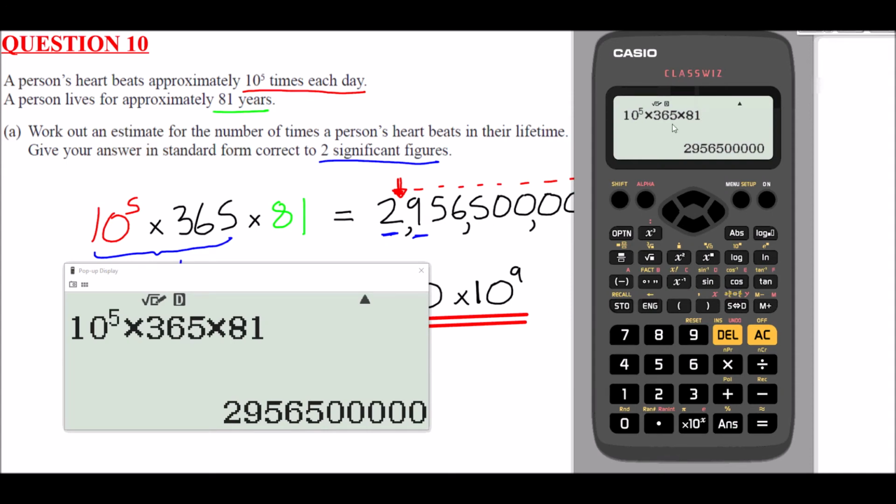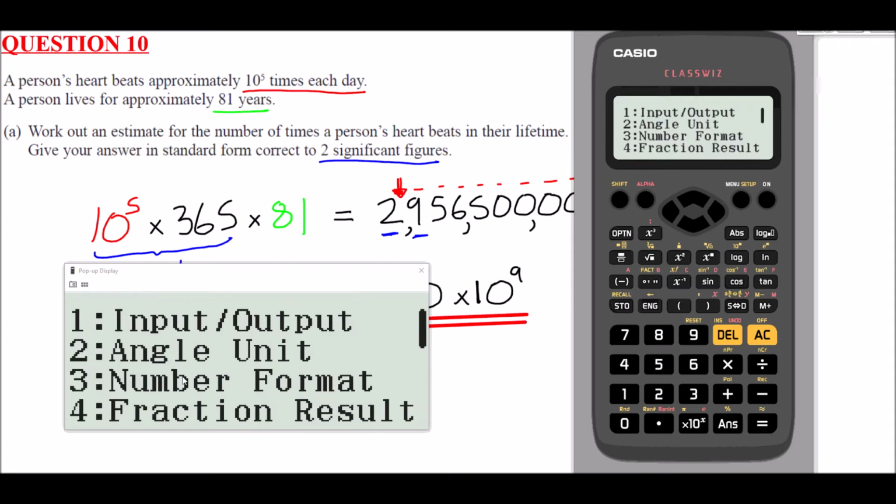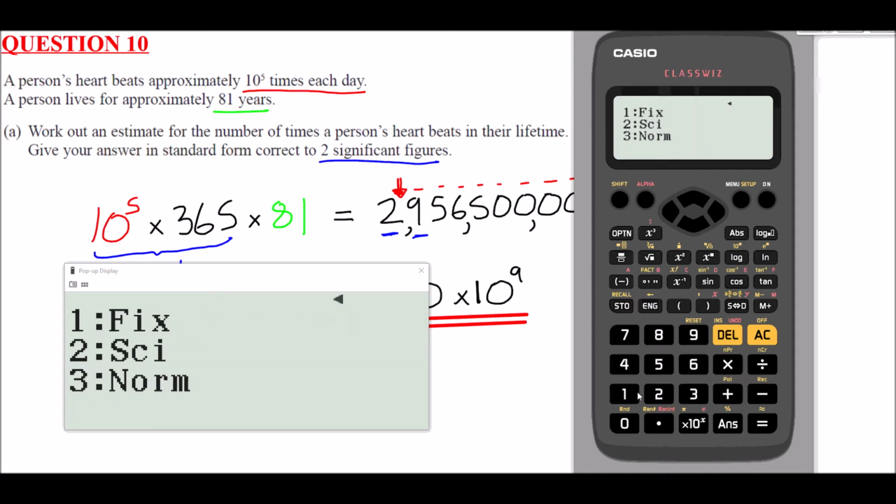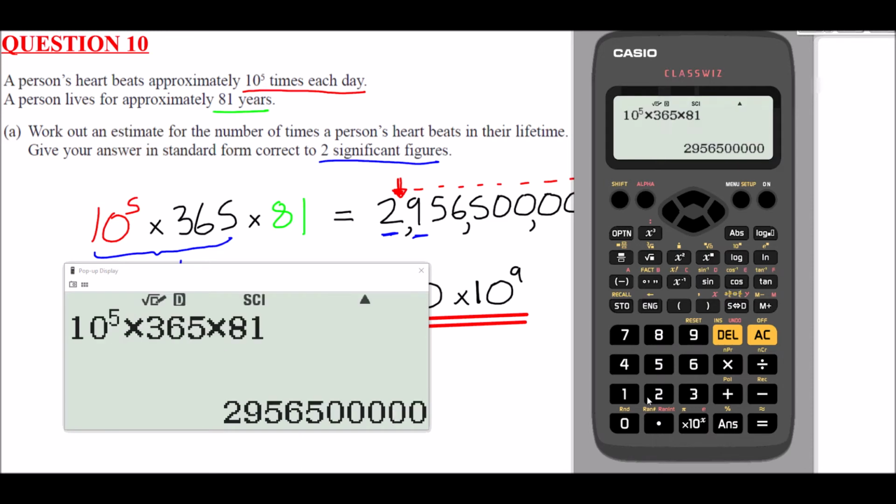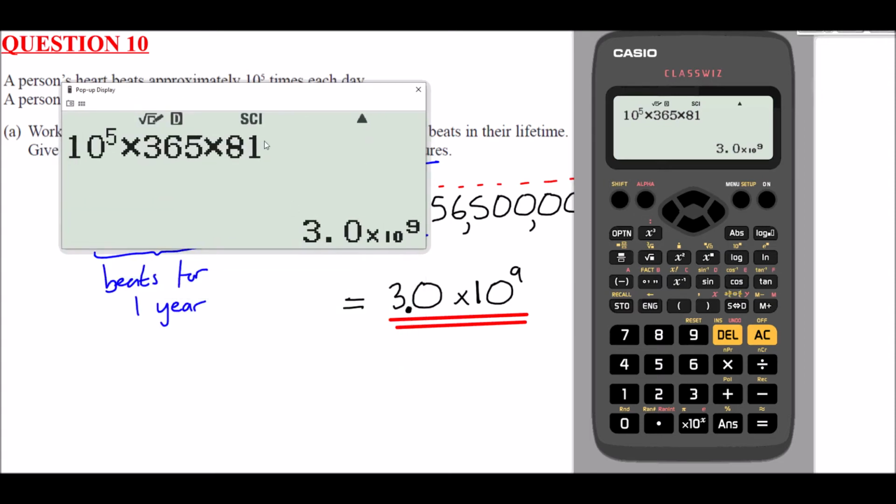So, do it the standard way on your calculator. Then we can press Shift and then Menu. Now, we can get the number format to be standard form by default if you want. So, press 3 for number format. Press 2 for SCI, because standard form is a scientific way of writing numbers. Then you select how many significant figures you want the answer to be given to. We want 2 significant figures, so we're going to type 2, then press equals, and you can see the calculator will generate the answer we've got manually, 3.0 times 10 to the 9.